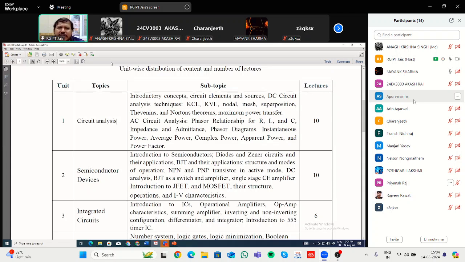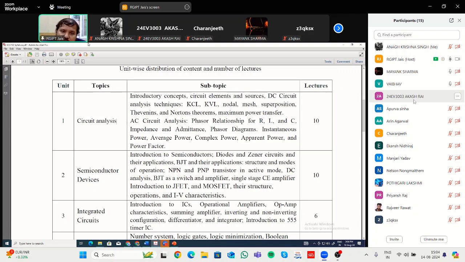For example, in unit 1, you can see we are starting with circuit analysis. You have to analyze a closed loop. There will be many components there, transistors and others, and you have to see what signals are passing through each and every component. So circuit analysis is very important. Today we'll start with some introductory concepts: circuit elements, passive elements, active elements, and different kinds of sources.